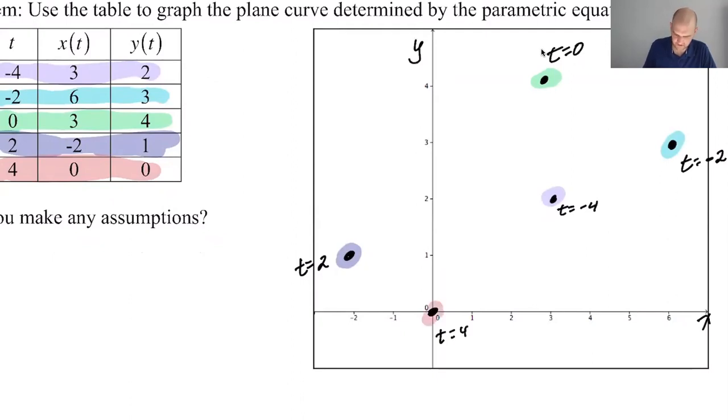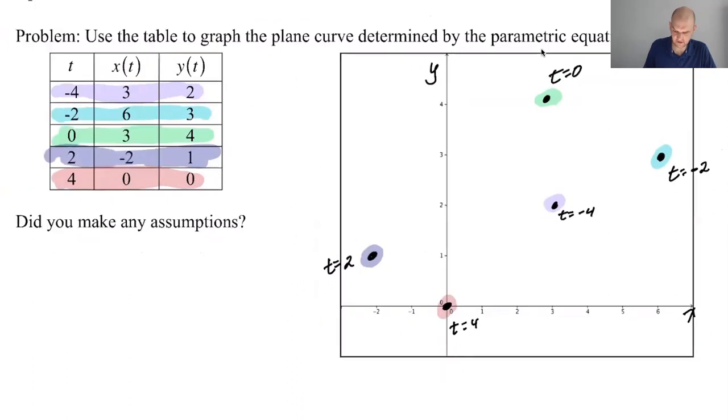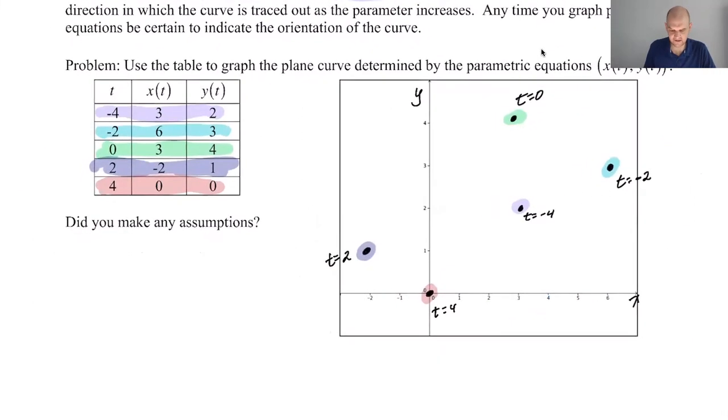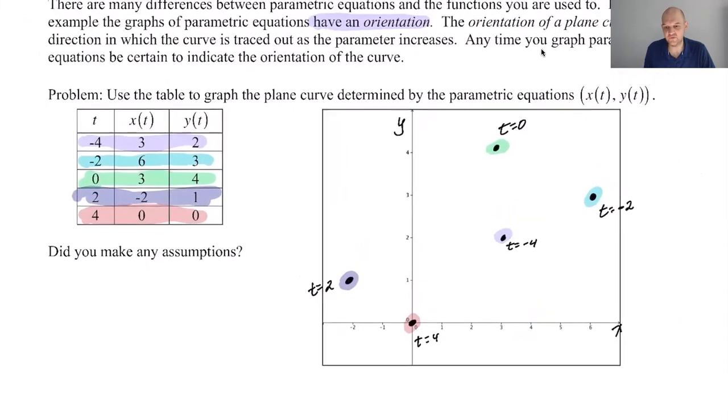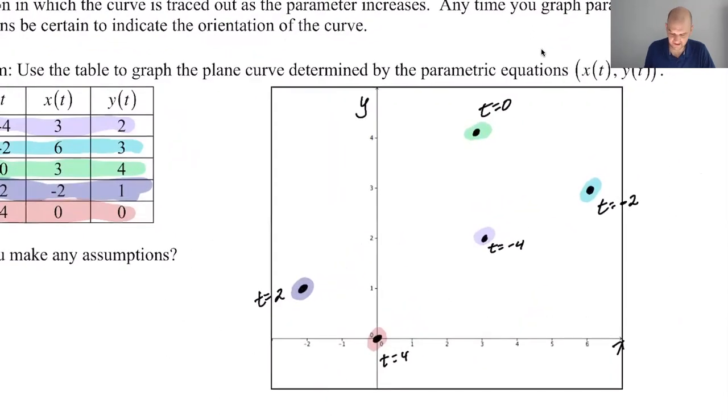All right, so the question then becomes, it said use the table to graph the plane curve, but we don't really know anything, right? I think what most people would do, and what I would do, is say that the curve is probably this, and then this, and then this, and then this. But there's really no way to know.